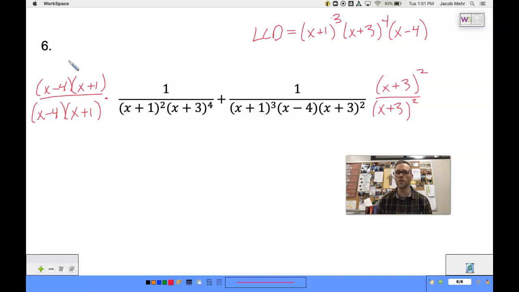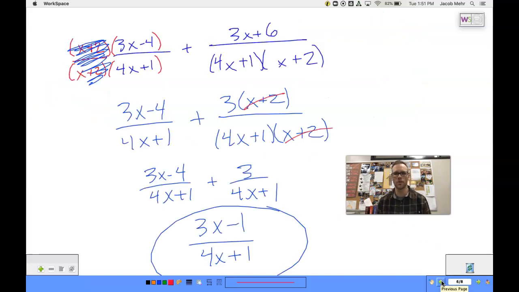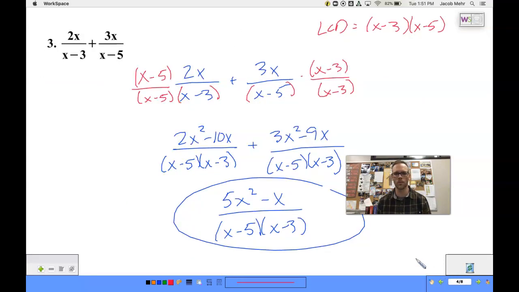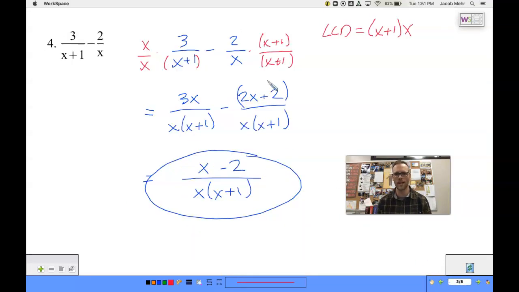So that's adding and subtracting. Make sure that you get your LCD. If it's subtraction, make sure that you're careful and you're distributing that negative all the way through. That's a very common mistake, but shouldn't be too bad for us.